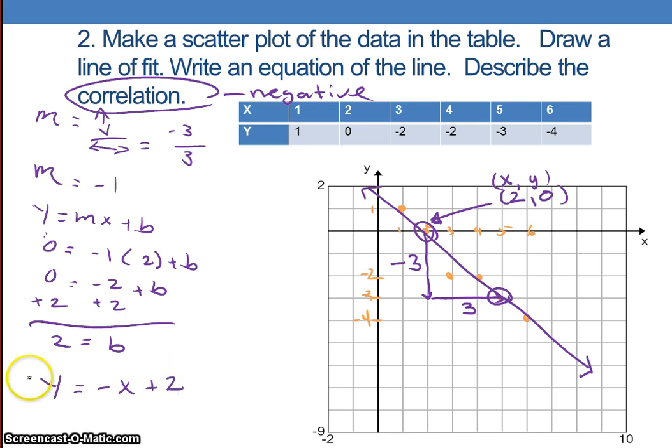Got it. Box it in your answer. Let's make sure we answer the question. It says draw a line of fit. Oh, it's drawn. Write an equation. There's an equation. Describe the correlation. It is negative correlation. And does it look correct? So we said that the y-intercept should be around 1.5. Well, we got a y-intercept of 2. Is that close enough? That is absolutely close enough.